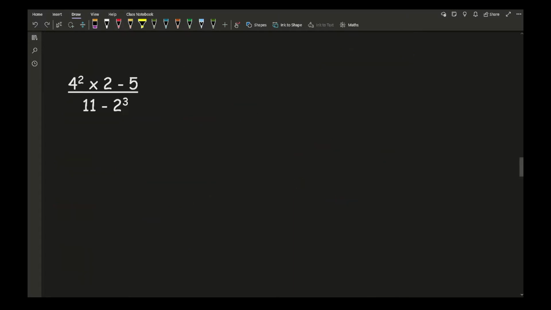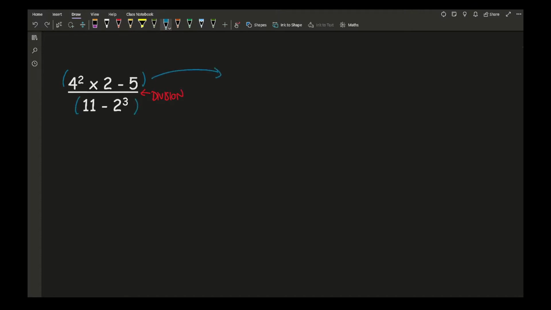And now moving on to this question here. So when we have a fraction, what we want to do is treat this as two separate questions. This basically implies, as we've got a fraction, that it means division. And so what we want to do is use BIDMAS before we actually divide both sides. We want to treat the top as one question and the bottom as one question.